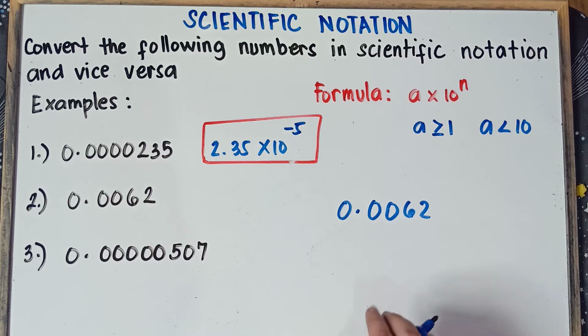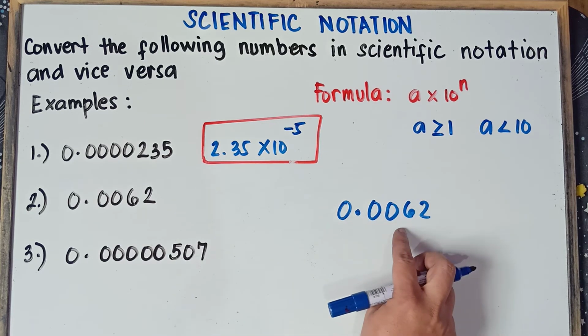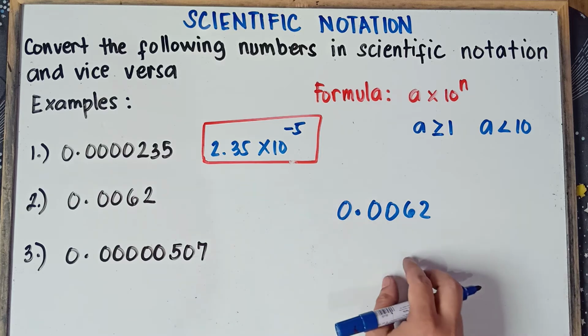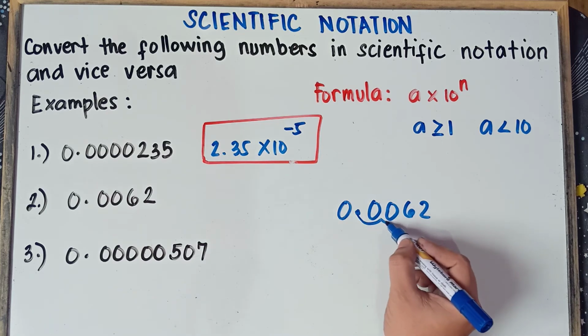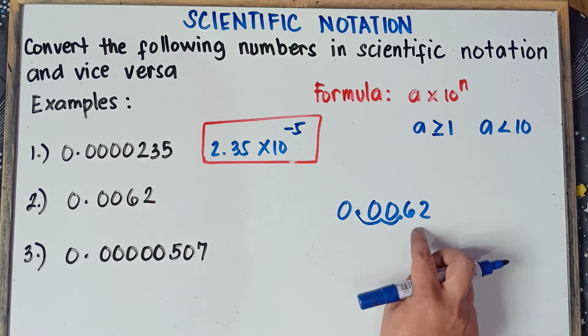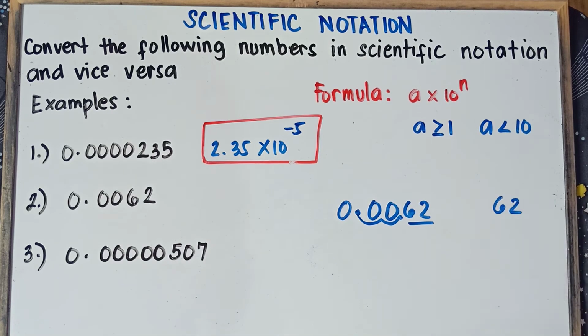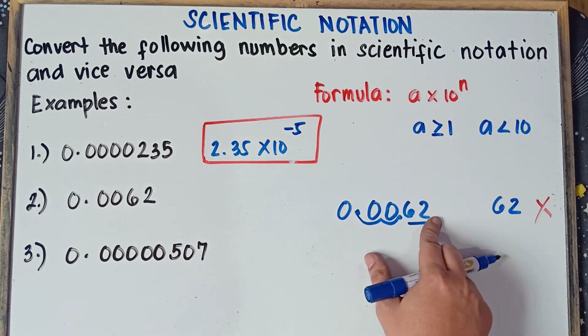0.0062. Now we already see the decimal point, so just simply move the decimal point left to right many times until we can get the value of A. So 1, 2. Now if we stop at this point, class, in between 0 and 6, the remaining number will be 62. Is 62 less than 10? Nope. 62 is not less than 10. So we cannot accept this one with regards to the value of A. So we need to continue.